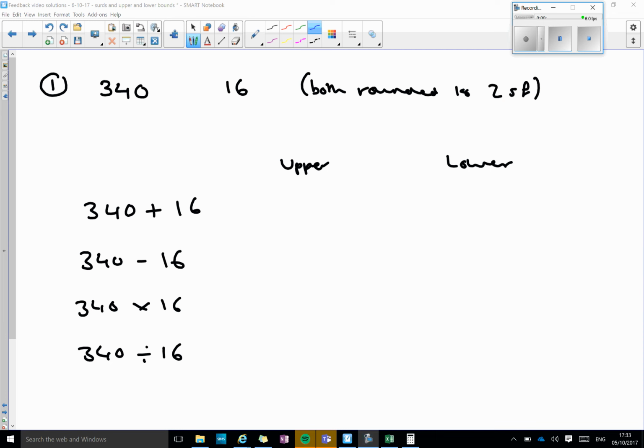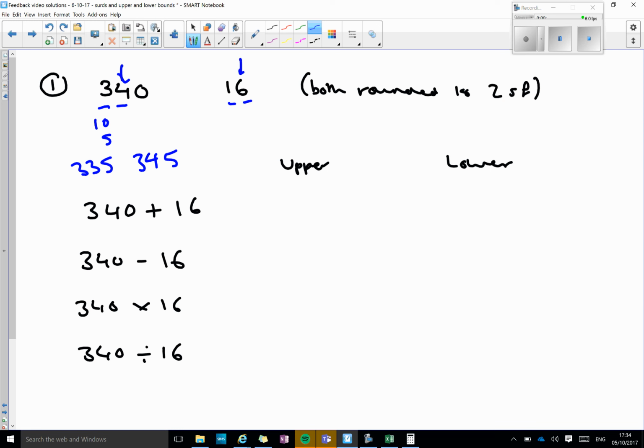So first look at 340. The second significant figure is the 4 in the tens column here. So that's been rounded to the nearest 10. So we halve that, 5, and we add and subtract it to 340 to find our upper and lower bounds. So our lower bound will be 335 and our upper bound will be 345.